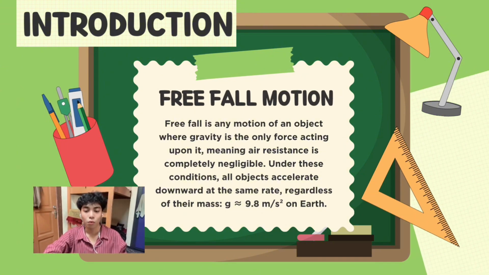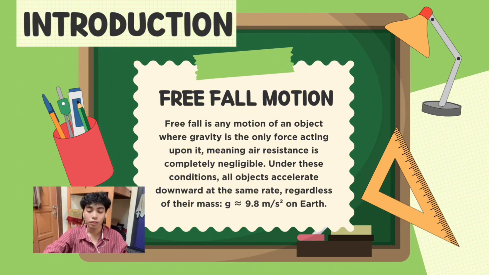Today, our group will present our project about free fall motion using a simple example, which is a dropped pencil. Free fall motion is the movement of an object when gravity is the only force acting on it, while resistance is so small that it can be ignored.